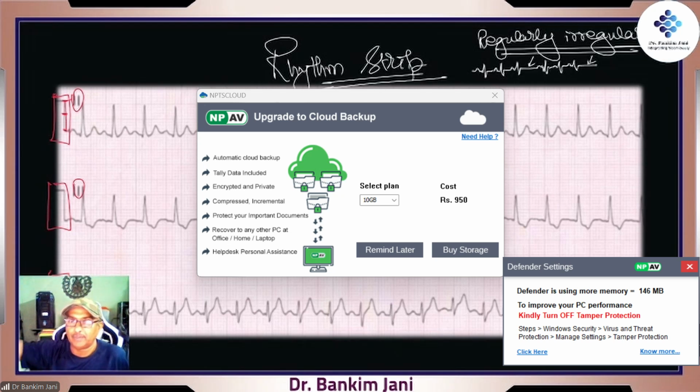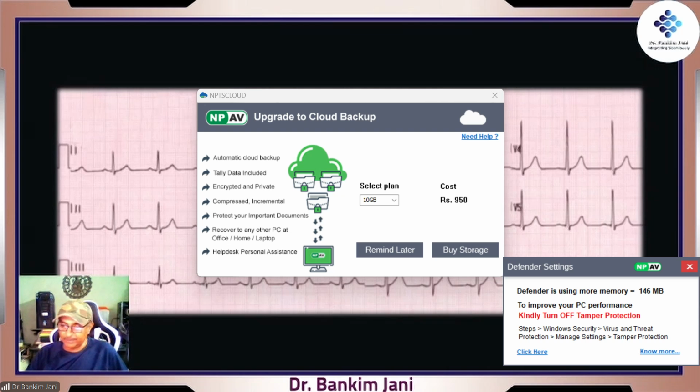Suddenly there is one abnormality, so you just can't guess how many beats will be normal. Say 3 beats are normal and then there is some error. 5 beats are normal and then some error. So for all such conditions, you need to go for a rhythm strip.